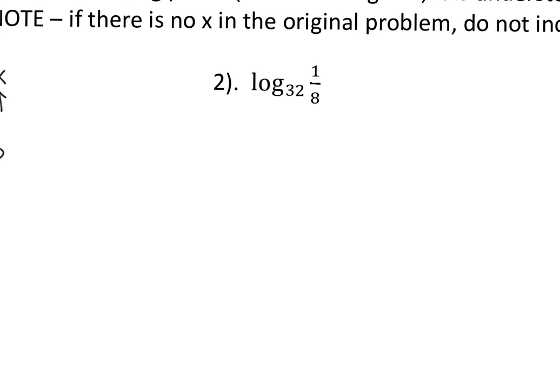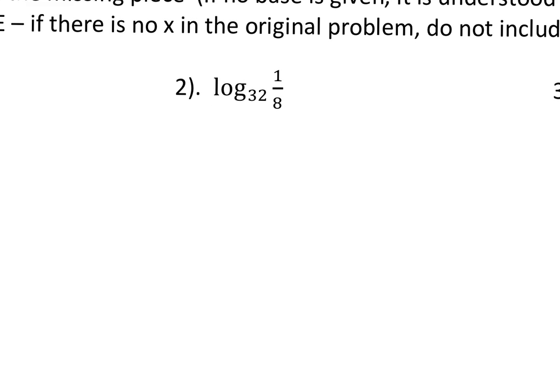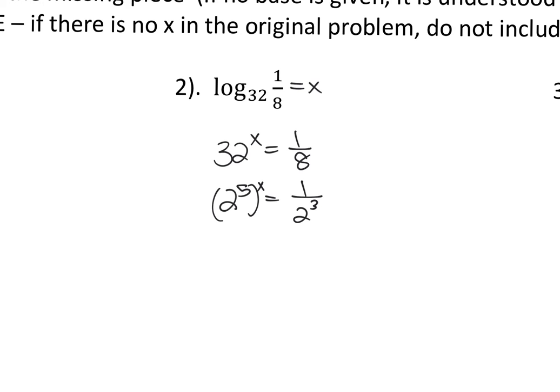Number 2, log base 32 of 1/8. It's saying what exponent produces 1/8. So if I introduce my x here, base to my exponent is equal to my argument. And now I want to get like bases. Both 32 and 8 can be rewritten as base 2. 32 is 2 to the 5th, still raised to the x power. 1 over 8 is 1 over 2 to the 3rd.